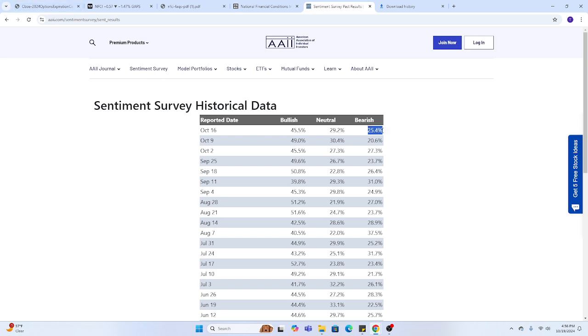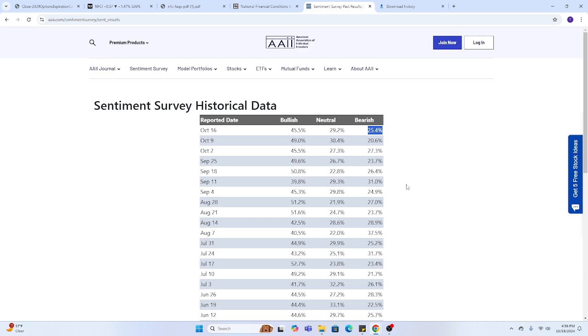And for the week of October 16th, we got a little more bearish, we got a little less neutral, and we got a little less bullish. So just some information that you can use based on this sentiment.